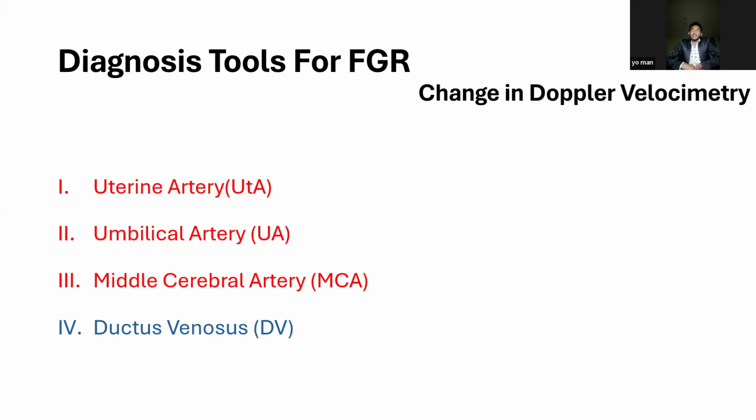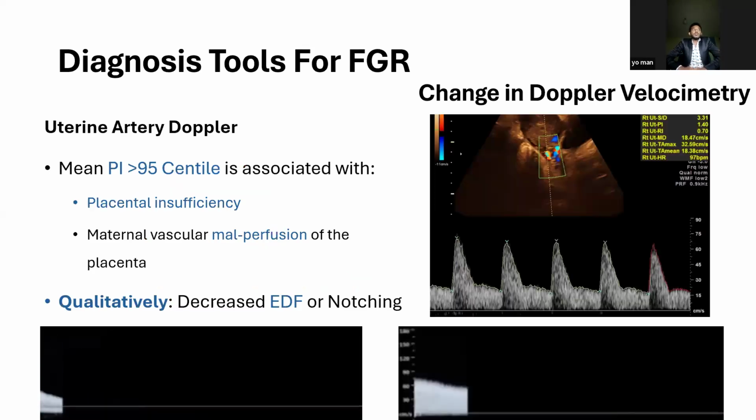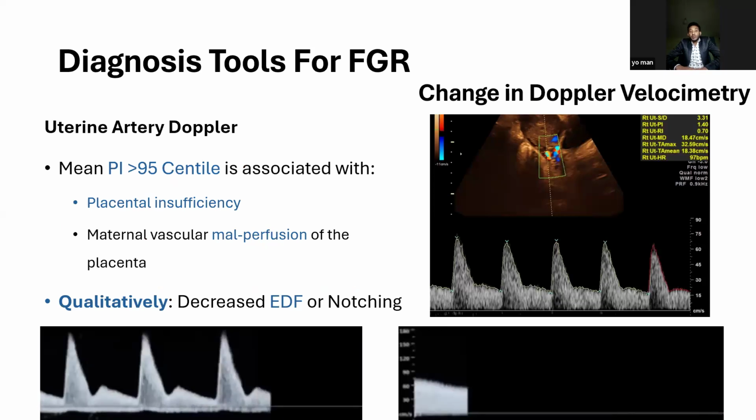The other thing is a change in Doppler velocimetry. So there are 4 vessels specifically used to diagnose FGR. The first one is the uterine artery, then the umbilical artery, the middle cerebral artery, and the ductus venosus. So let's continue with the uterine artery.